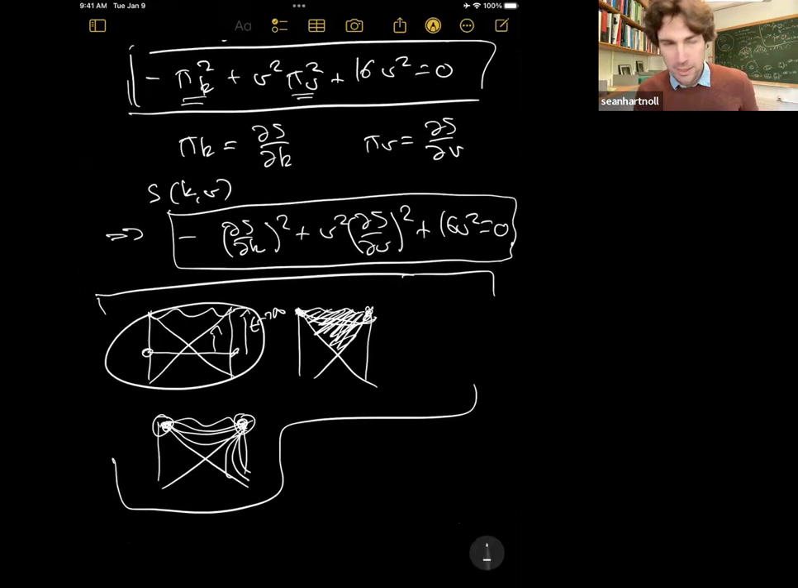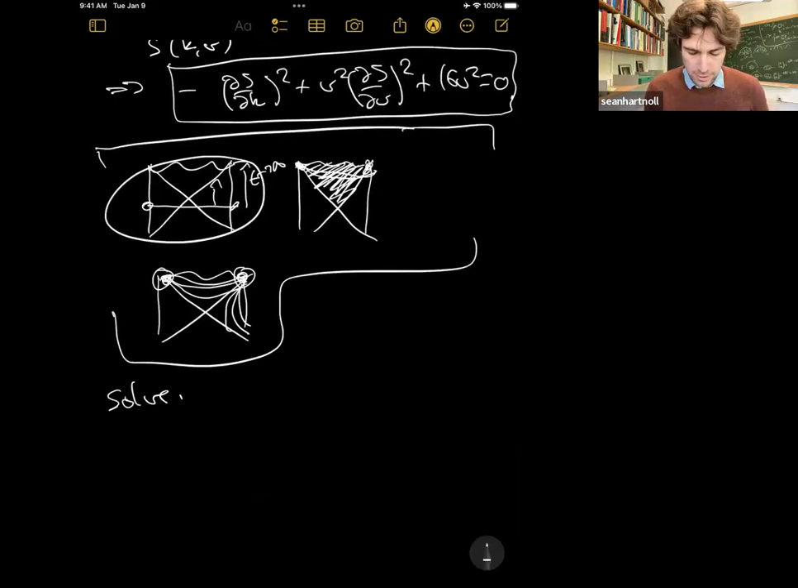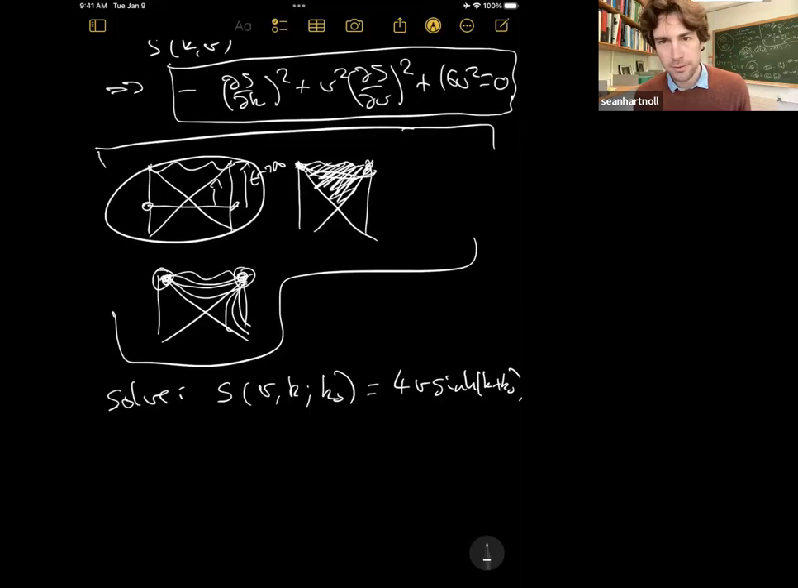This is the Hamilton-Jacobi equation. Now, I remind you what you're supposed to do with the Hamilton-Jacobi equation to get the classical solution. You're supposed to find a general solution that has a non-trivial constant of integration in it, not just a shift of S. Then you differentiate with respect to that constant, and you set it equal to another constant, and that gives you the solution. So solving Hamilton-Jacobi, you find S of V and K and some constant of integration that I'll call K0. And this is 4V sin(K plus K0). You just solve it, and that's the general solution with one constant of integration, which is what you need.